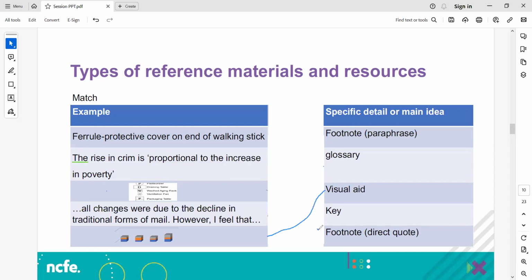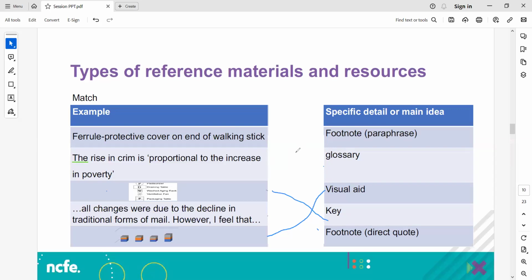My mouse isn't working very well. Hold on. So we'd find that. Where would you find a key? Can you give me an example? Can you remember what we looked at together? Where would we find a key usually, or where most people would have seen one? On a map. On a map, yeah, well done.